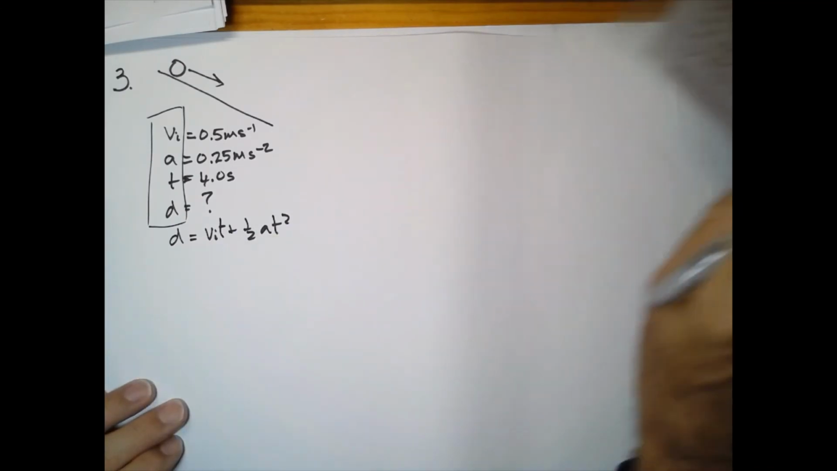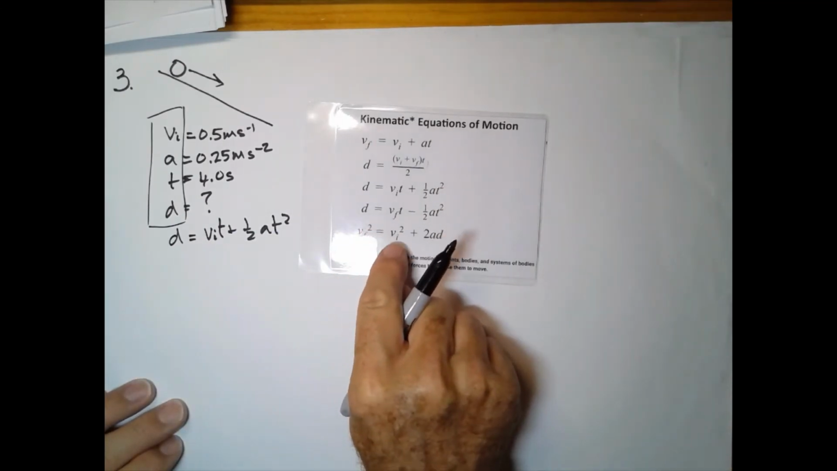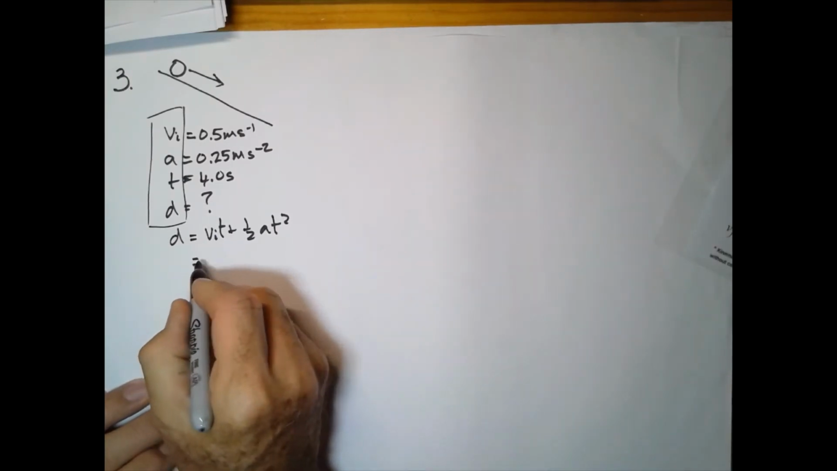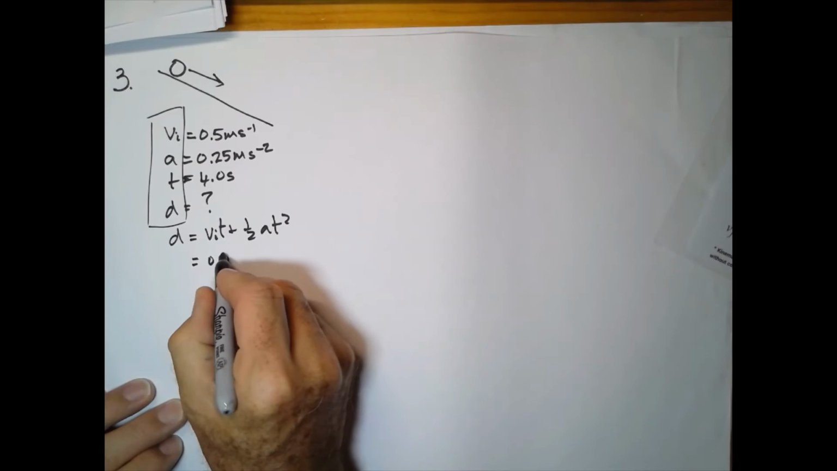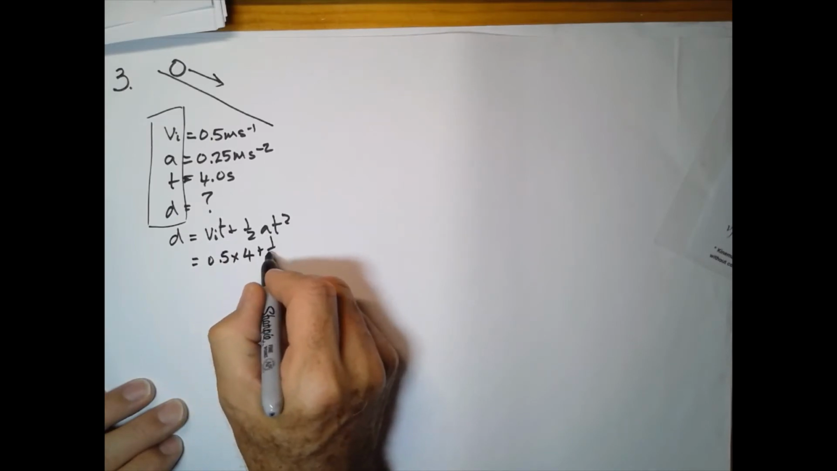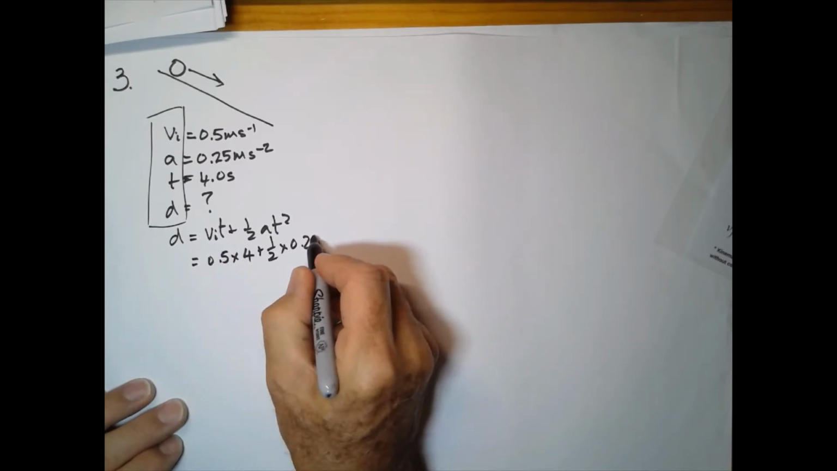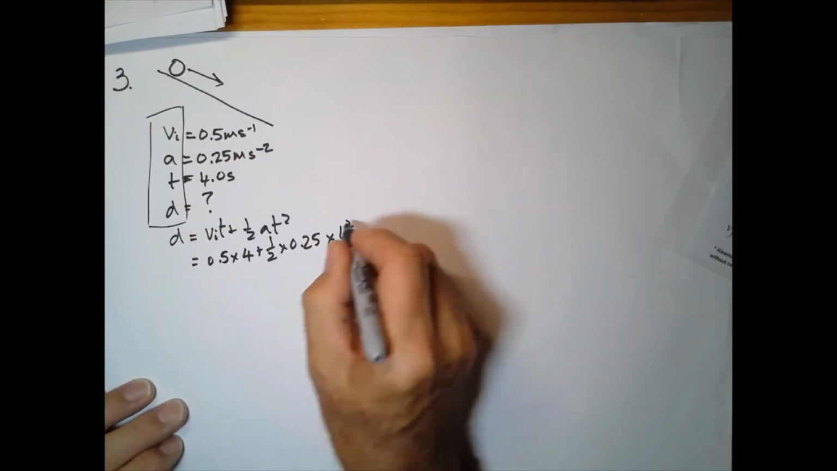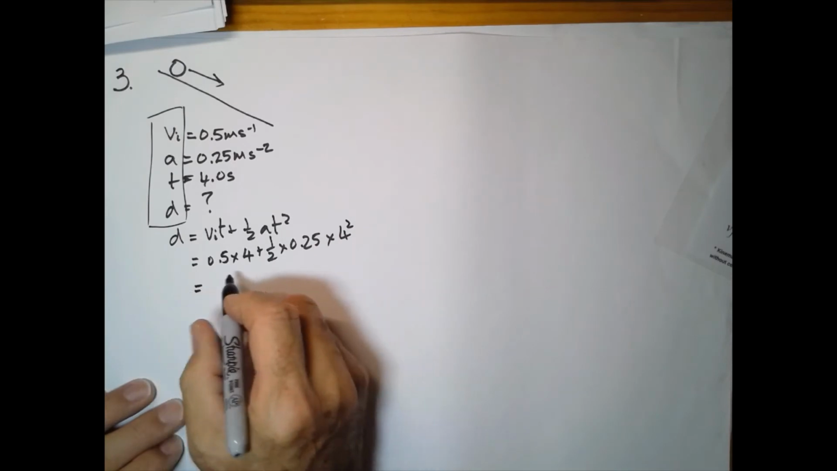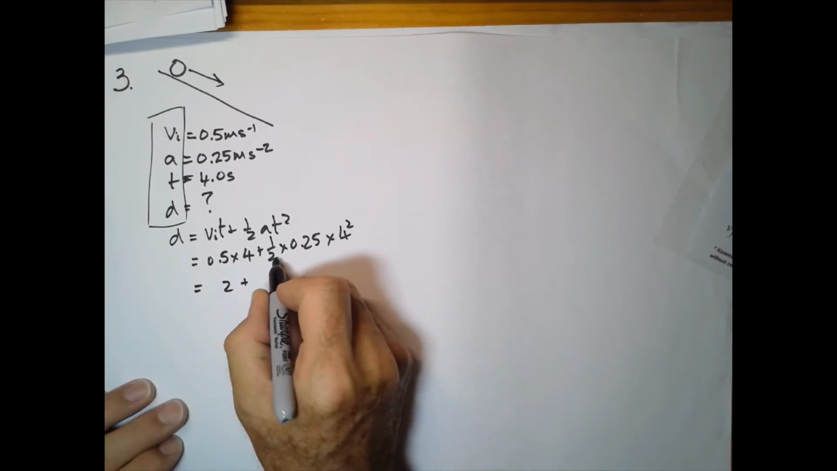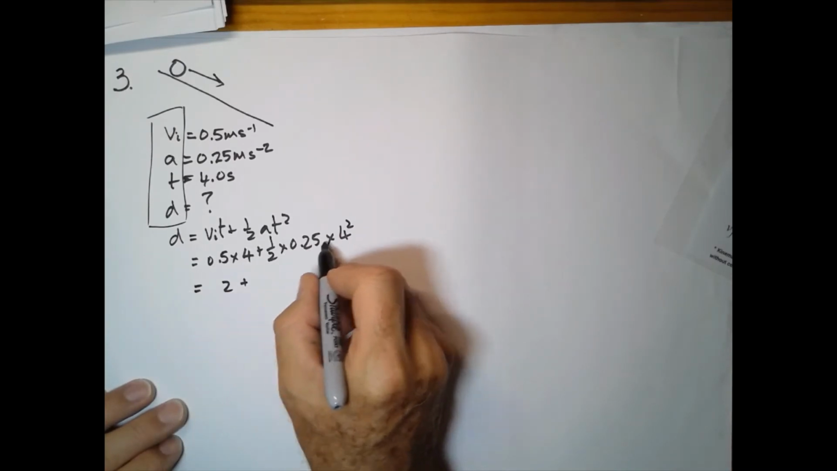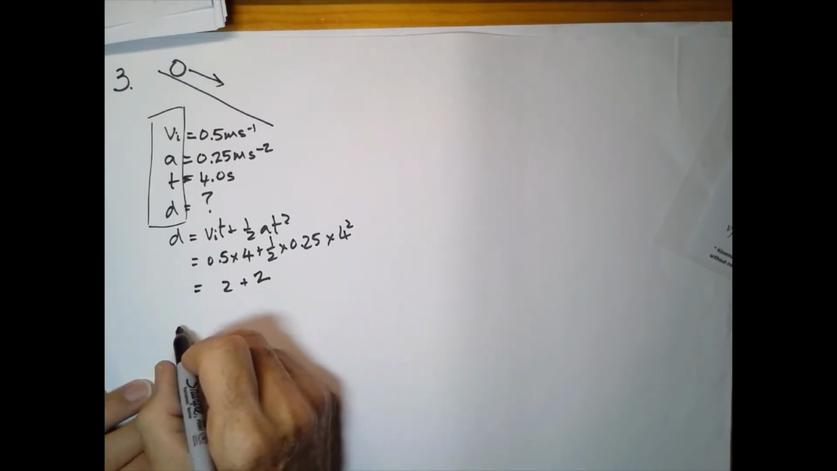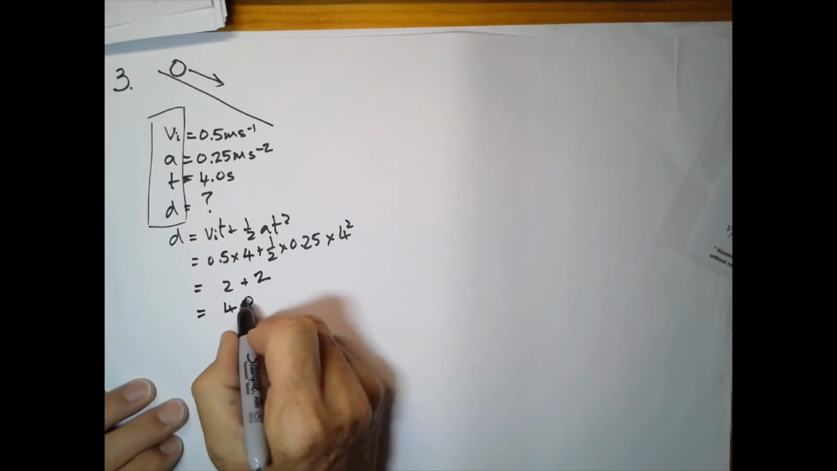Have a look at our equations. vit plus a half at squared. Displacement is equal to 0.5 times 4 plus a half times 0.25 times 4 squared, which is equal to 2 plus 2, which is equal to 4 meters.